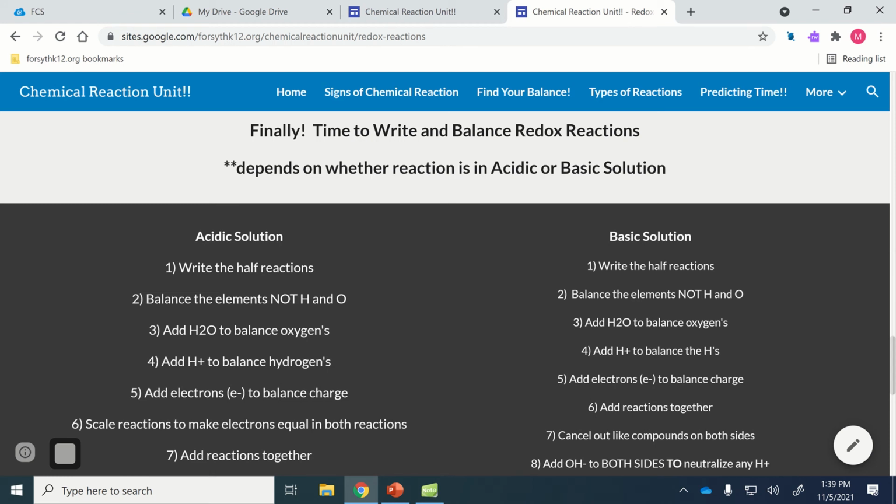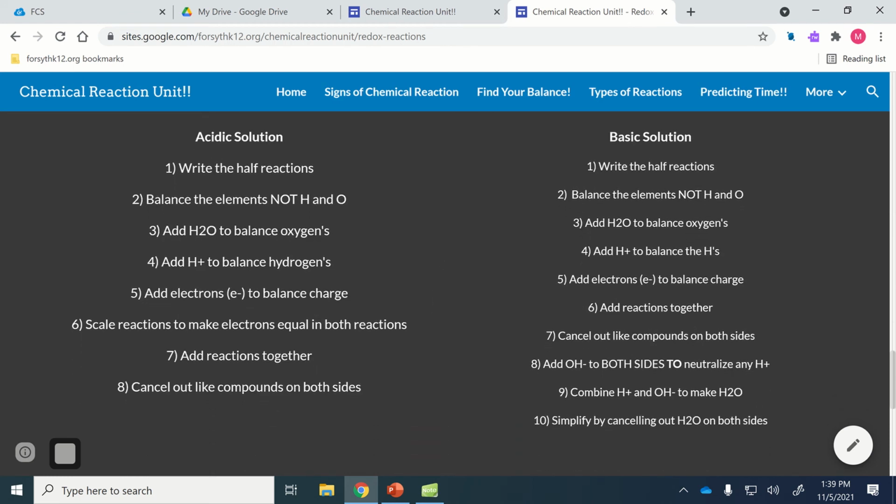So you can take a quick look here. I don't feel like I need to read everything out. I'll say it out loud as I go through it. If you want to pause for a second to write these down, you can see the steps for both of them. Essentially, the first 5 steps are the same for both of them.